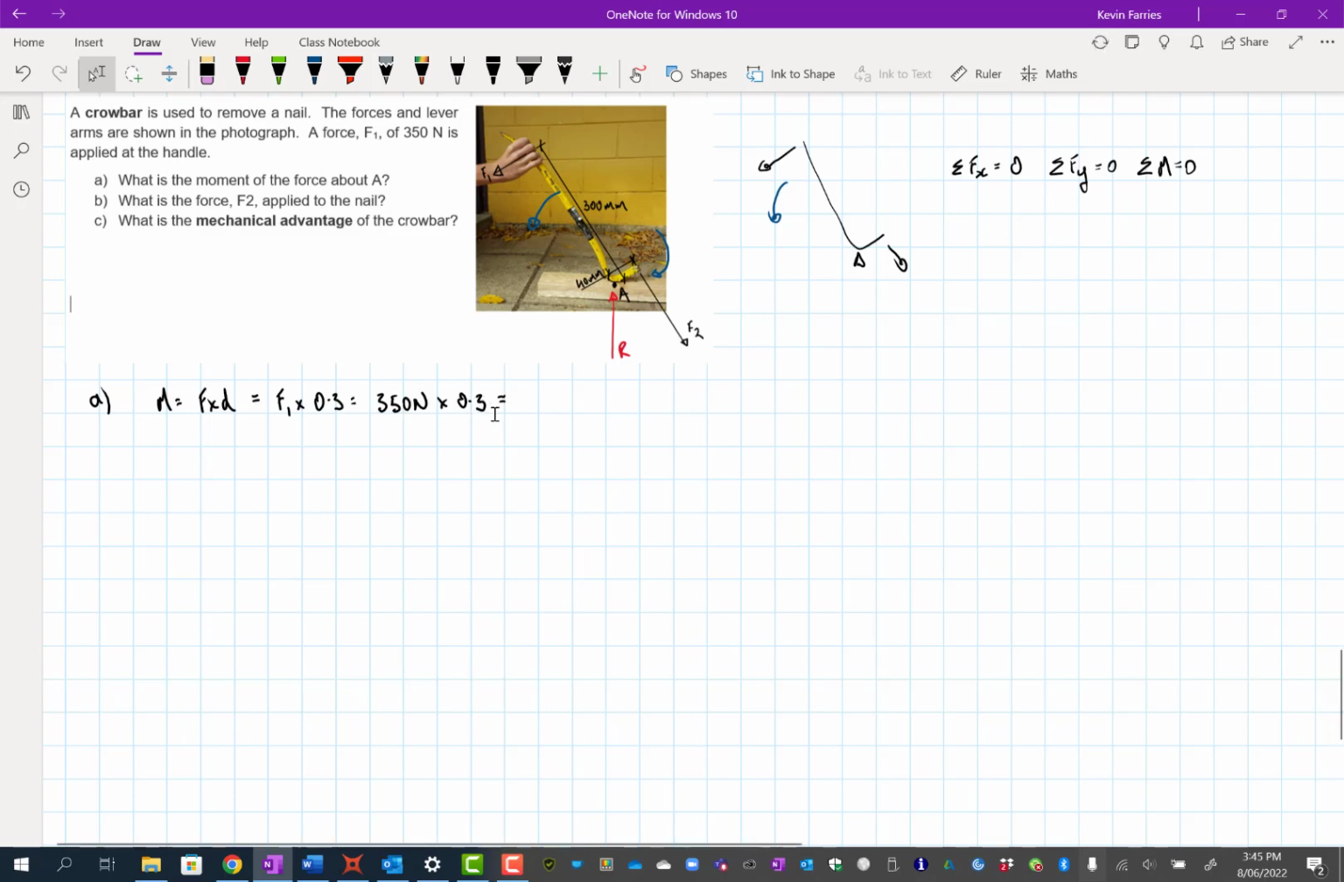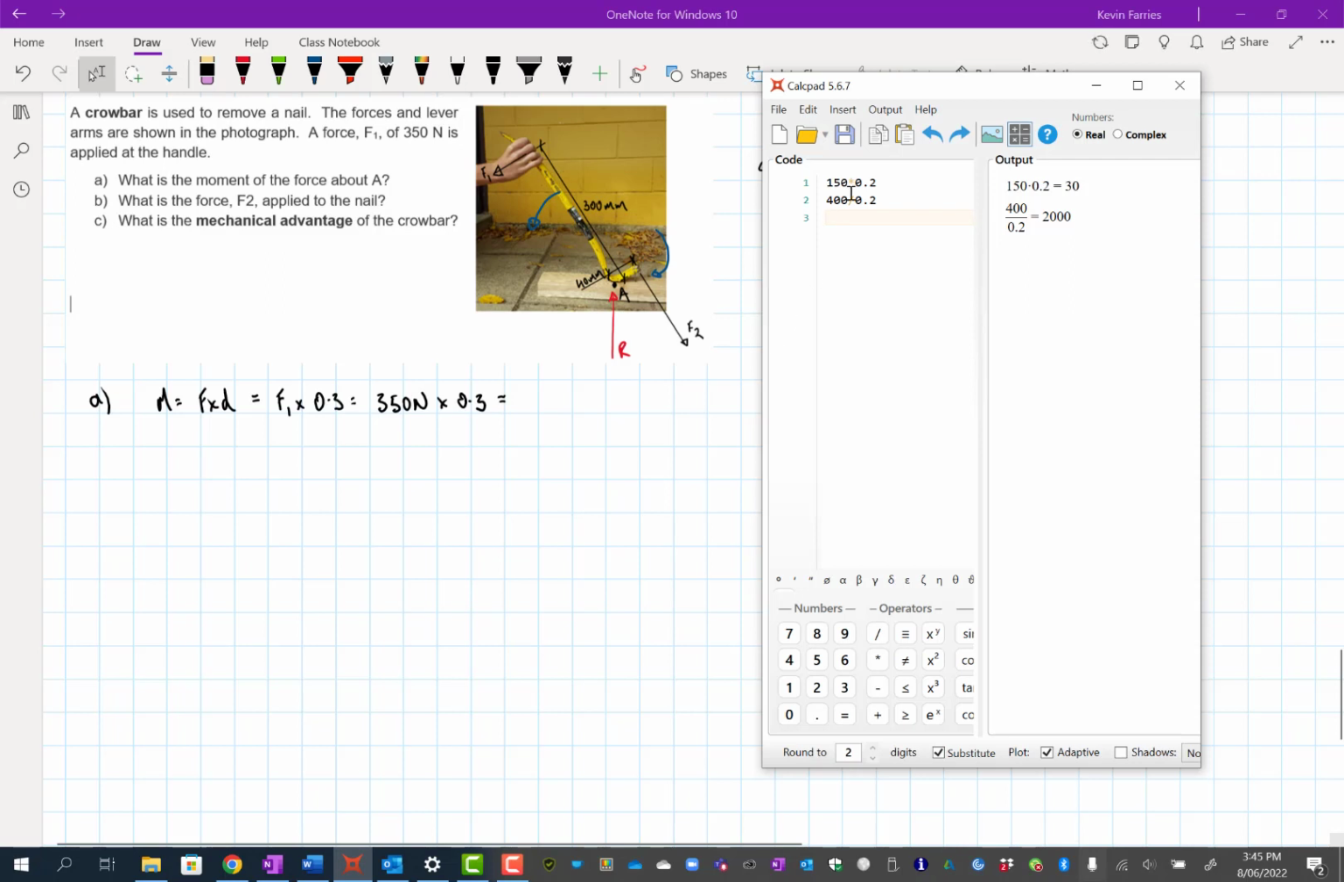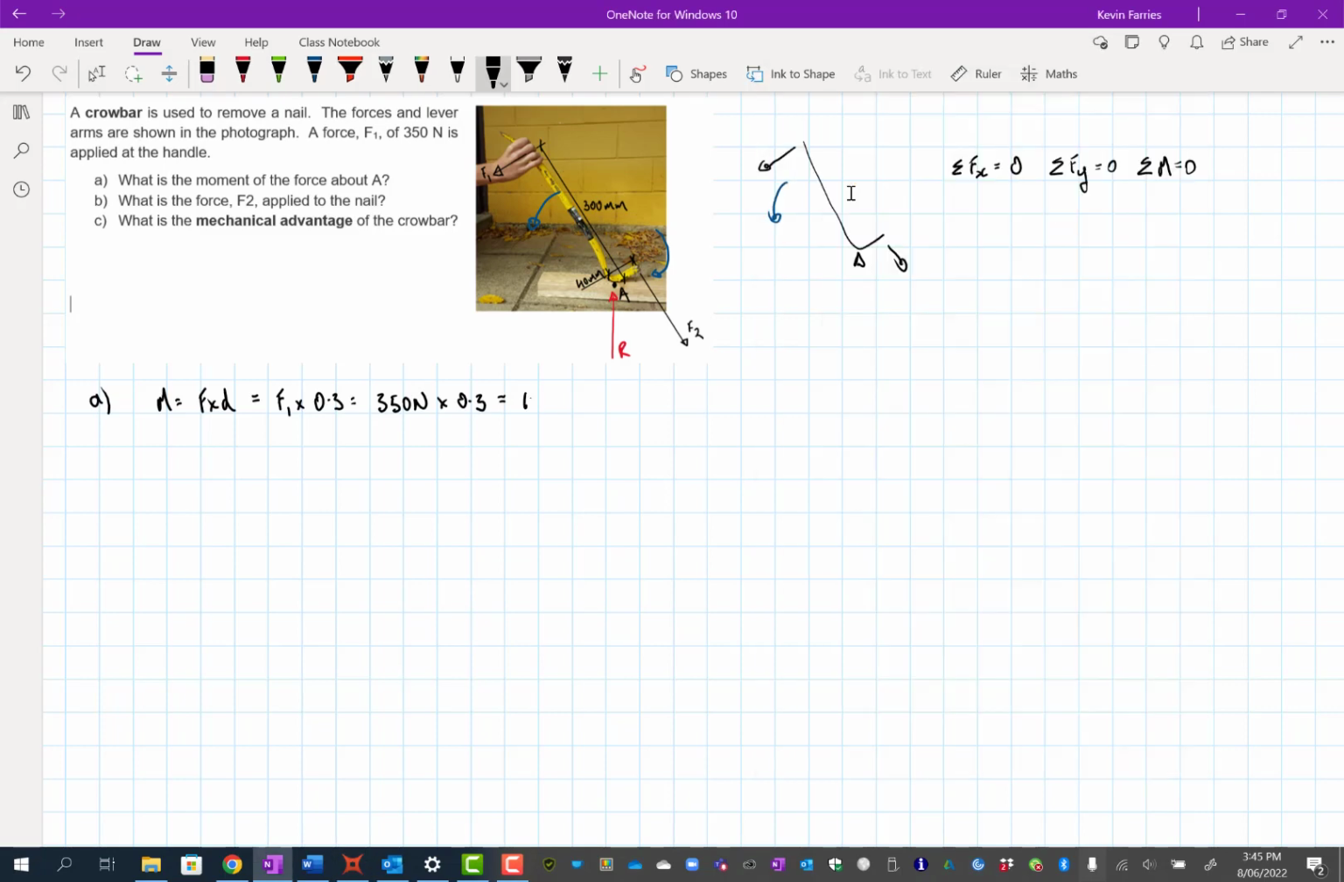We'll divide it by 10 because it's not 3, it's 0.3. So it should be 105, something like that. So let's just check it. So 350 times 0.3, 105. So that's going to be 105 what? 105 Newton meters. So another quick check.